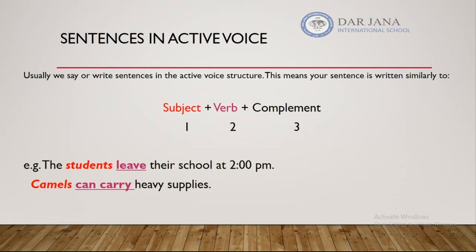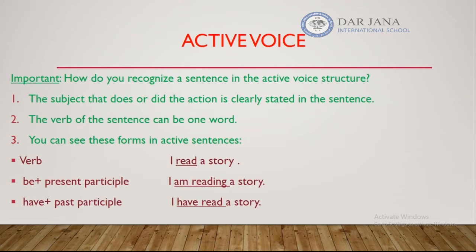It is one word. Whenever you have a verb in your sentence, when it is one word, the sentence is active. You have the subject, you have the verb, you know who does the action, so it is active. Camels can carry heavy supplies. If you want to ask here, who can carry heavy supplies? You have the answer, the subject, camels, so this sentence is also in active voice.